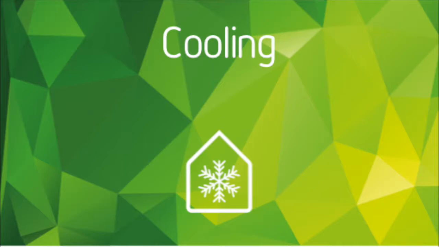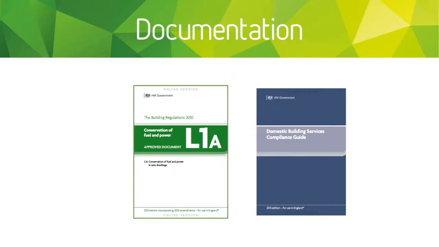Today I'm going to be talking to you about cooling. So firstly, the main documentation you need to be concerned about is the Conservation of Fuel and Power, which is L1A, Domestic Building Services Compliance Guide. In there it outlines the minimum efficiencies for any particular equipment that you might need to be selecting.